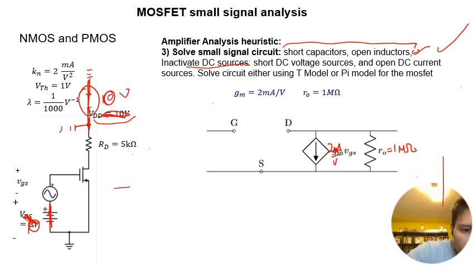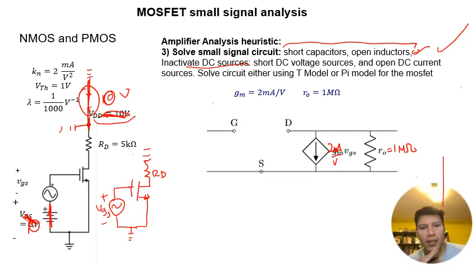So we have a VGS here, plus minus. We have a ground, we have RD, and then we have another ground, and then we have this connected to that. Okay, now we're ready to actually plug that into our small signal model.